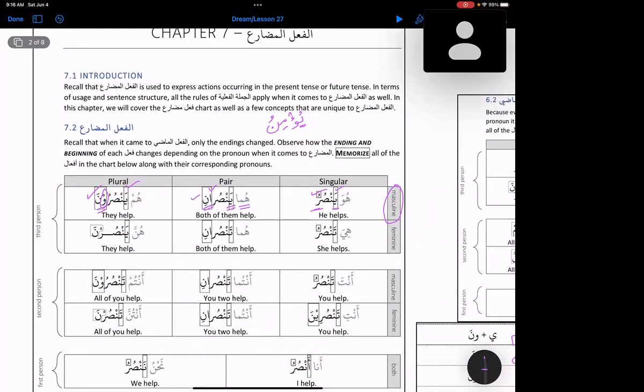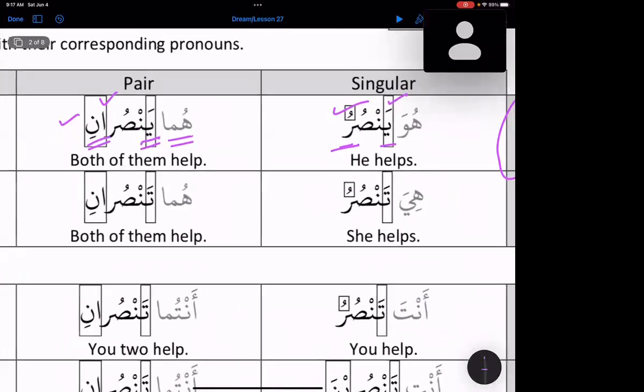Now let's move to feminine. What person are we doing here? Third person. We did third person masculine, and now we are doing third person feminine. Now when it comes to hiya, a lady, we need to remember that instead of ya, we are going to take ta. We know that hiya is basically a ta marbuta, and it is going to start with ta since this is a lady.